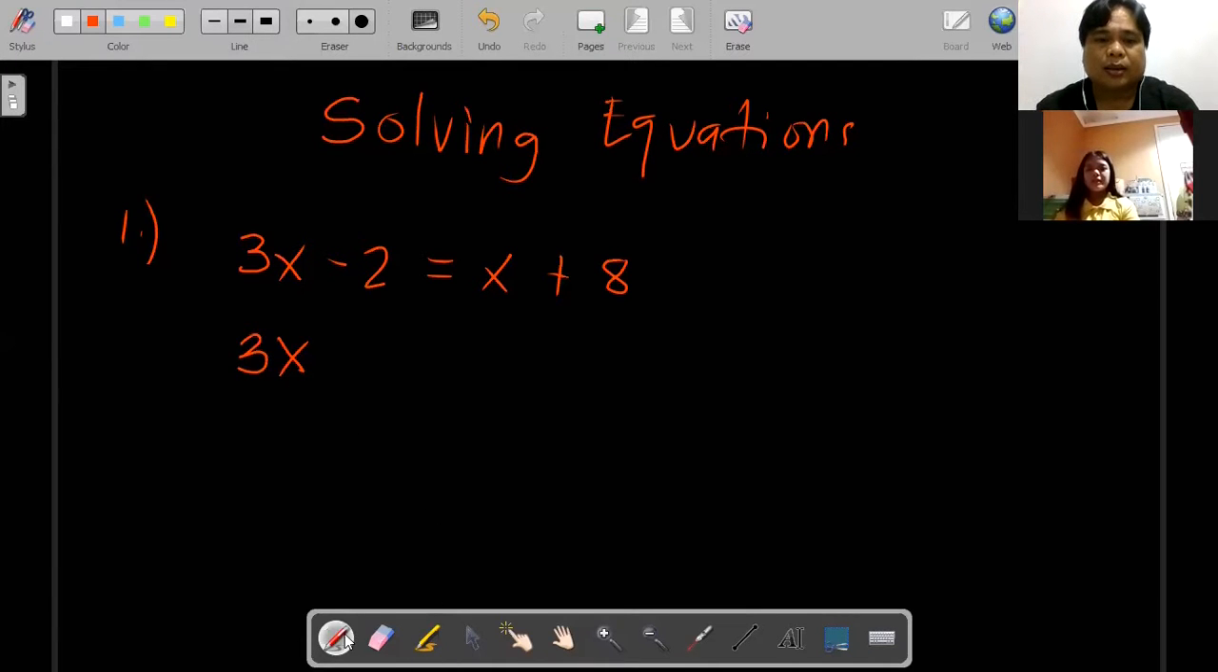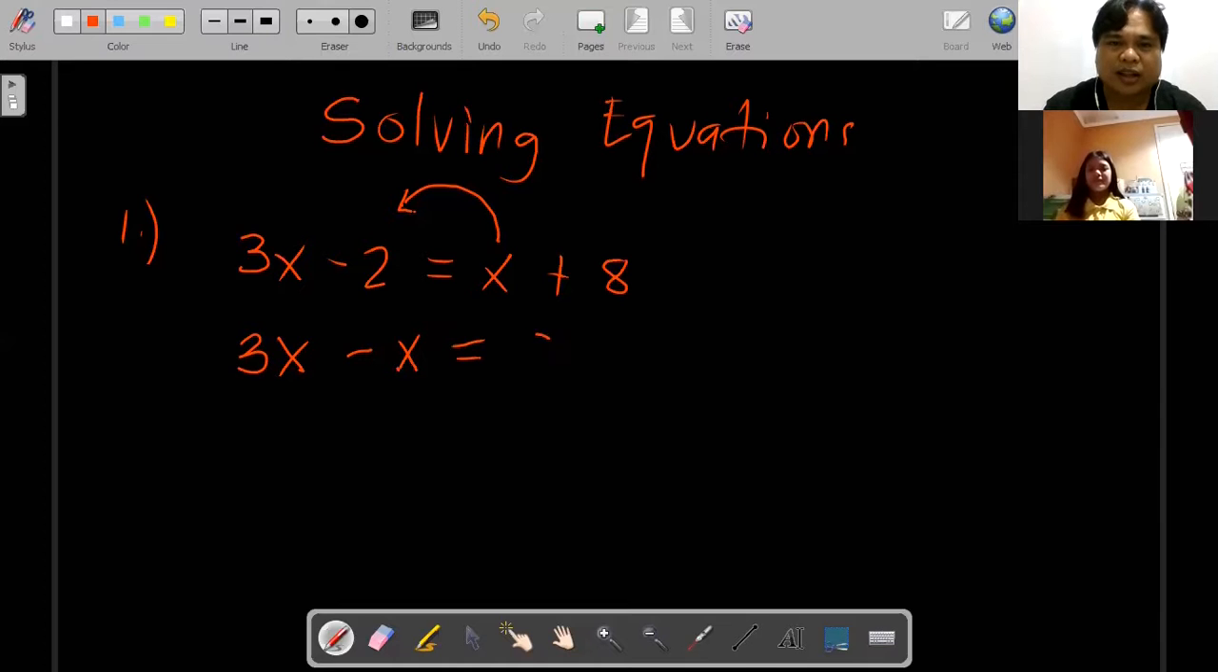Minus. Yes, you transfer this one, right? The x, you transfer it to the other side of the equation, and then it becomes the opposite. Yes, it becomes minus x. Minus, because from this side, it's positive. When it goes to the other side, it becomes negative, okay? Understood?